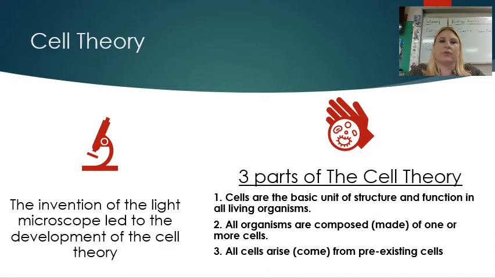Okay, the next thing we covered was cell theory. The invention of the light microscope allowed the development of cell theory. We have 3 parts of the cell theory. Cells are the basic unit of structure and function in all living things. All organisms are composed or made up of 1 or more cells. And then all cells arise or come from pre-existing cells. And those are the 3 parts of the cell theory.